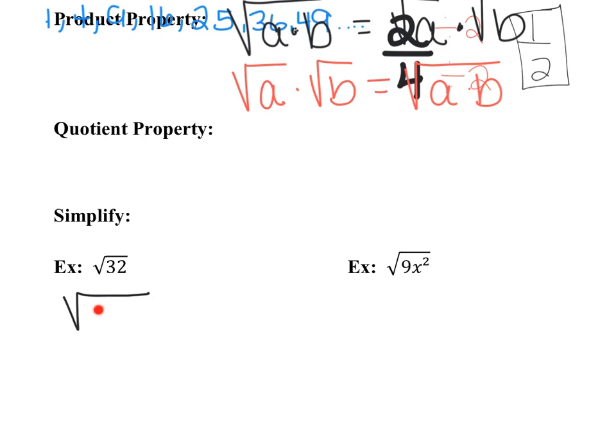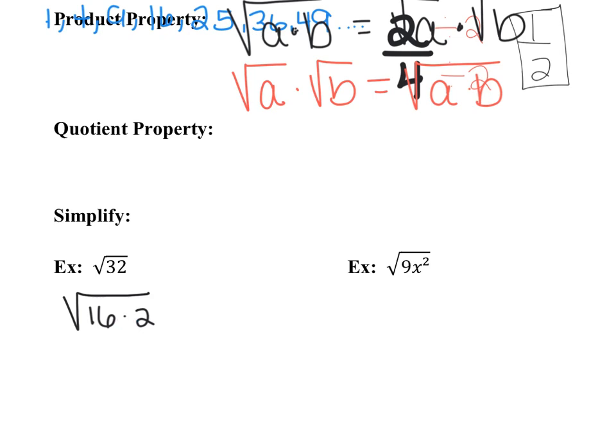So instead of taking the square root of 32, I want to rewrite 32 as the product of something. So I'm going to rewrite 32 as the product of 16 times 2. If you look inside your radical, you're still taking the square root of the same amount. I'm still taking the square root of 32. I've just rewritten it as 16 times 2. But 16 times 2 is 32, so I'm really still taking the square root of 32.